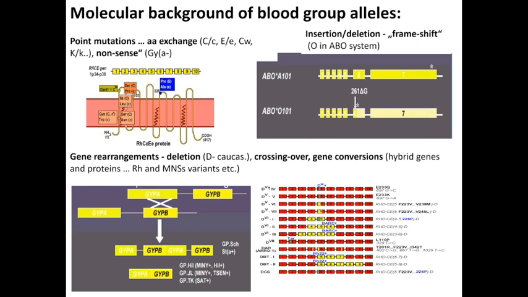Blood group and different alleles arise from point mutations, insertions, deletions, gene rearrangements, or crossing over in gene cores, resulting in proteins which carry antigen characteristics.